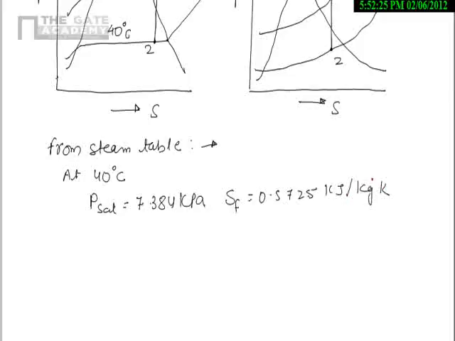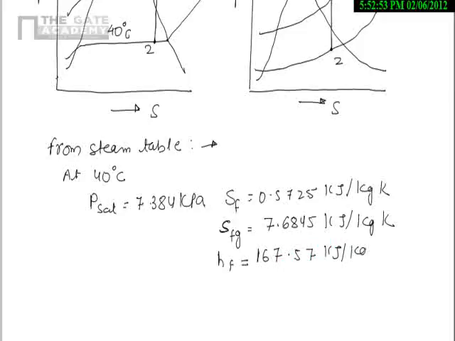So from the steam table, I can write at 40 degrees centigrade we are having P saturation is 7.384 kilopascal. Entropy of liquid, specific entropy, 0.5725 kilojoule per kg Kelvin. Specific entropy difference between vapor and liquid is 7.6845 kilojoule per kg Kelvin. Enthalpy of liquid, specific enthalpy, that is 167.57 kilojoule per kg. Specific enthalpy difference between vapor and liquid, that is 2406.7 kilojoule per kg.